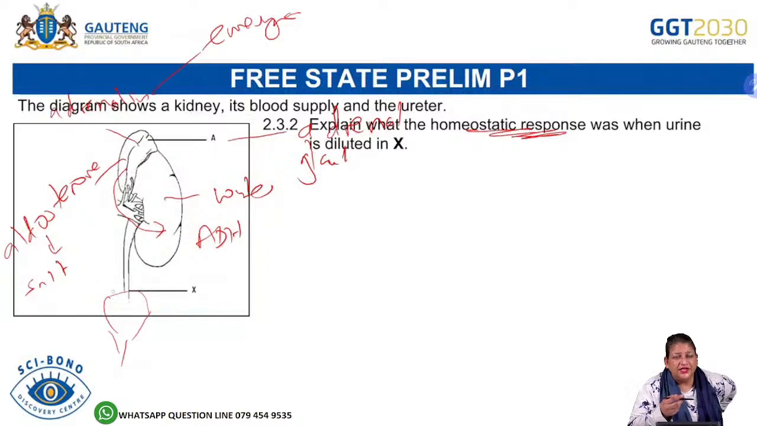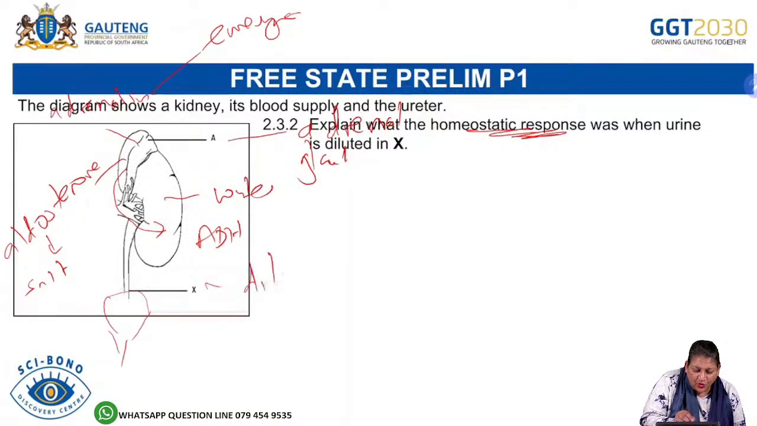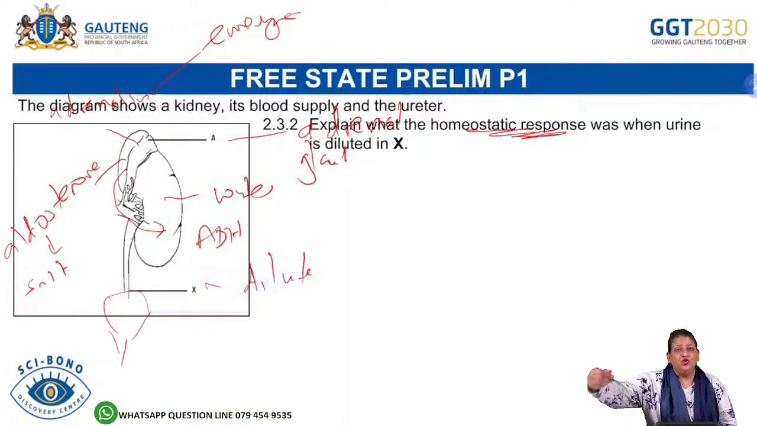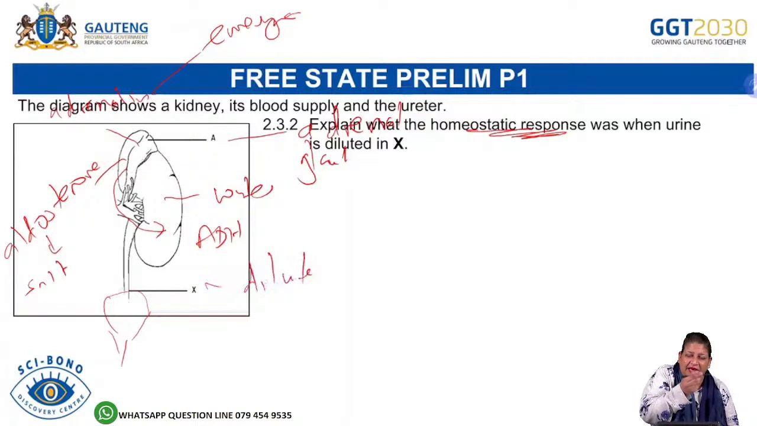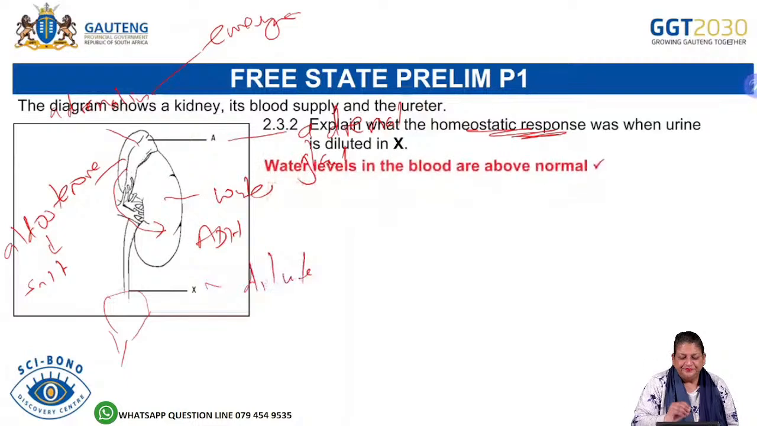The less water it has, the more concentrated it is. Now they want to know, in X, the urine was diluted, which means this person is excreting urine with more water. Now what could be the reason? It's because his water level in the blood was already high, so he can afford to lose water in his urine. So let us look at the answer.